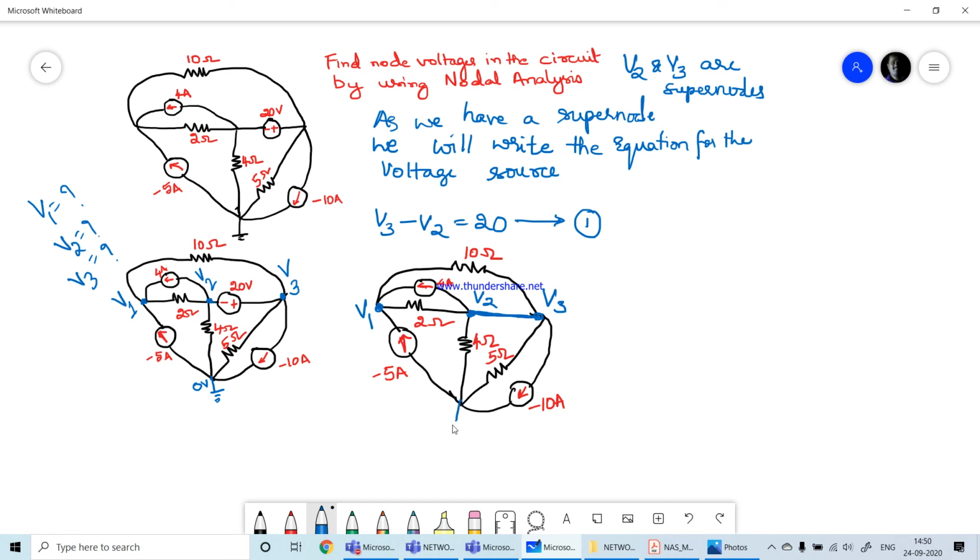Because in super node analysis, currents will be directly written in the matrix. See, when you write KCL, the currents are being taken in KCL, no? So why do you convert it? Not required. Conversion is not required.